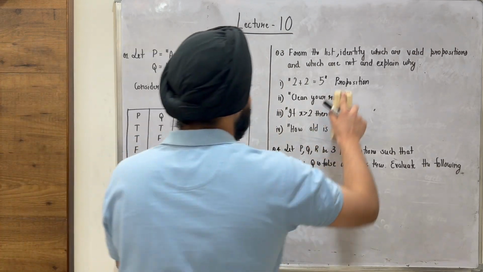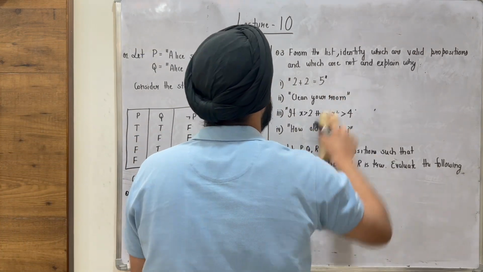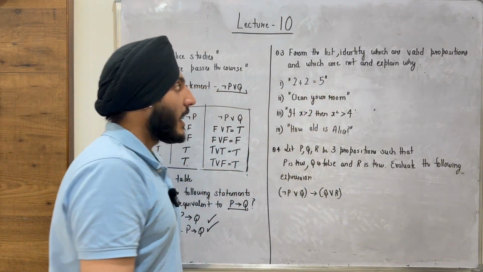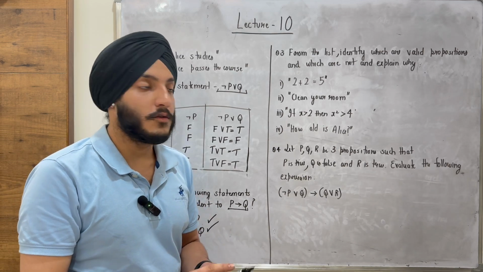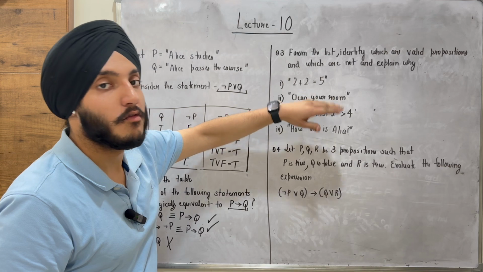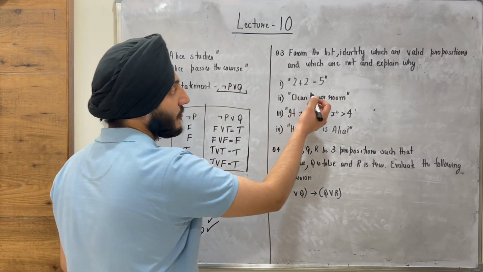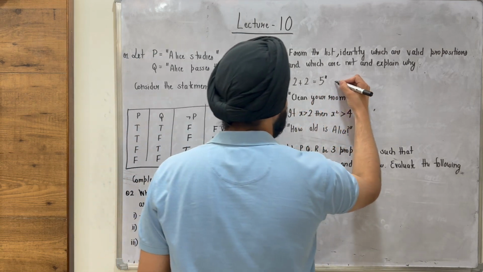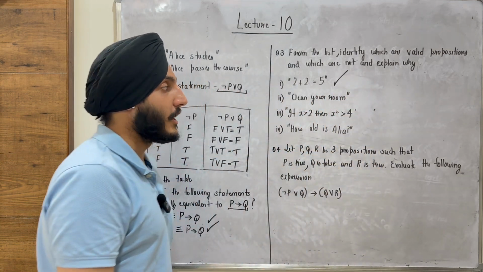Given 2 plus 2 is 5, start with the first one, right? 2 plus 2 is 5. I know that this has one of two values, true or false. In this case, I know this is going to be false. Why? Because 2 plus 2 is actually 4. But since it has one of the true or false values, this is going to be a proposition, right?